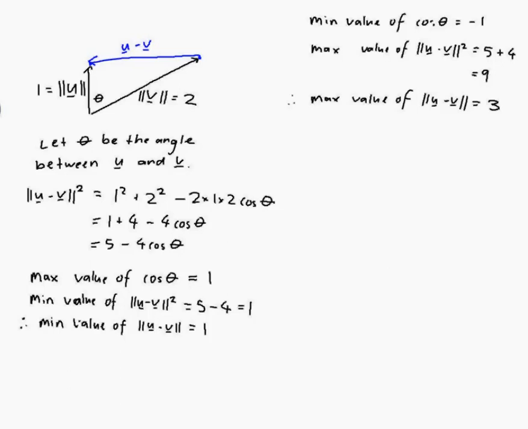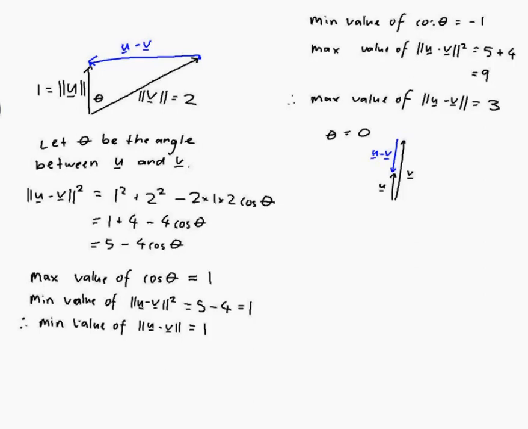So, if theta was equal to 0, well that would mean that cos theta would be 1. And also there's no angle between them. So there's u and v with no angle between them, and that's u minus v. So u is length 1 and v is length 2, so u minus v must be length 1 according to this picture, so that's good.